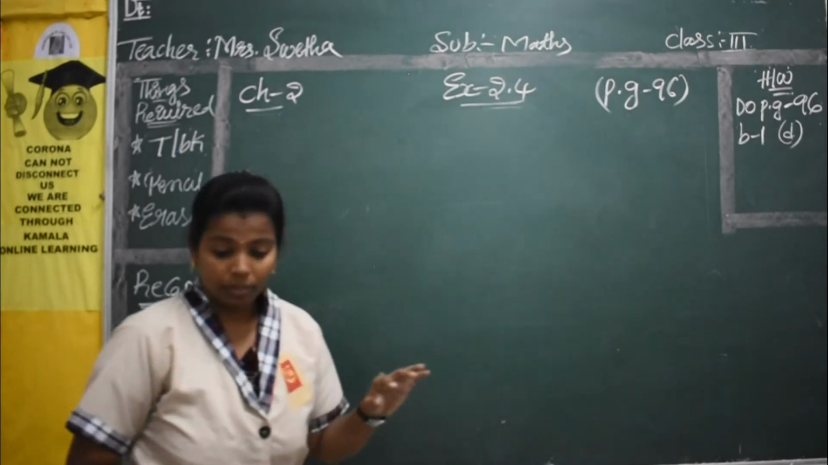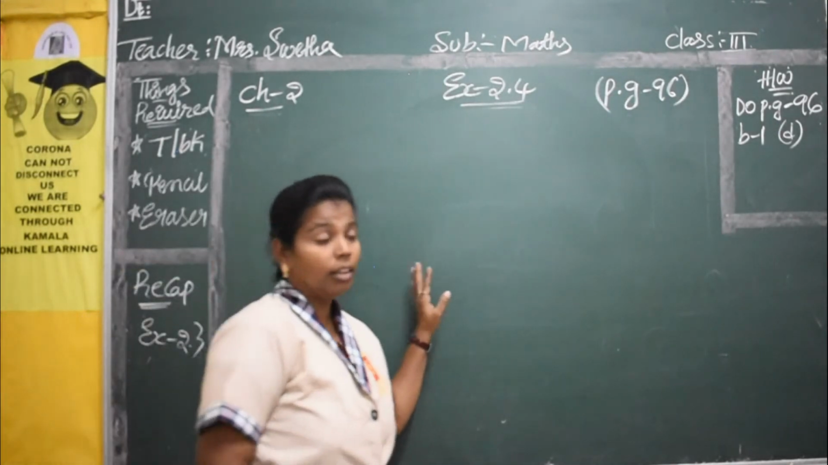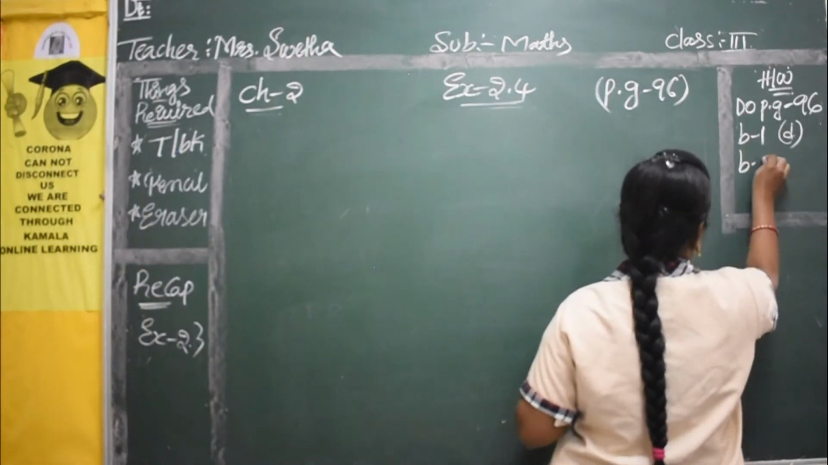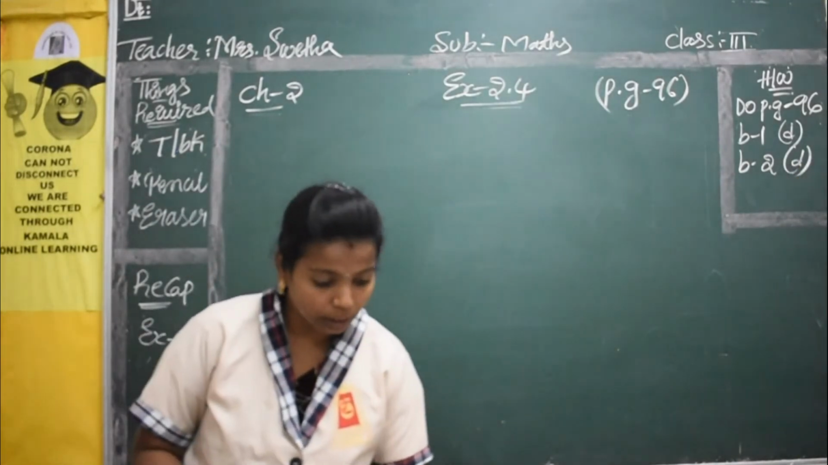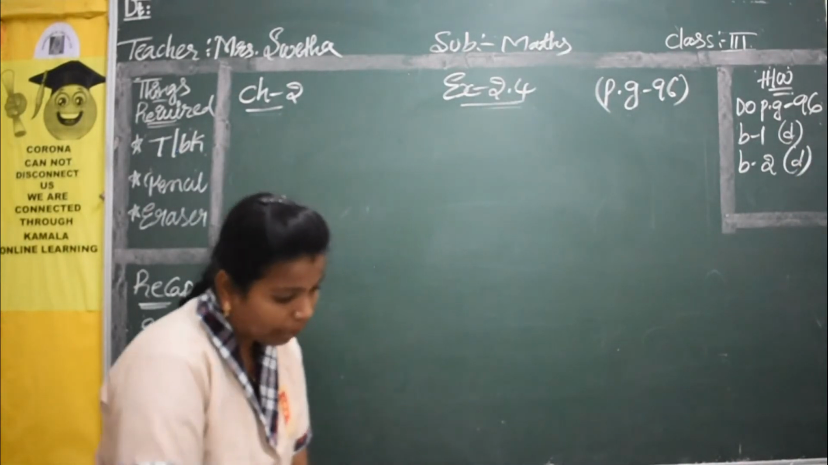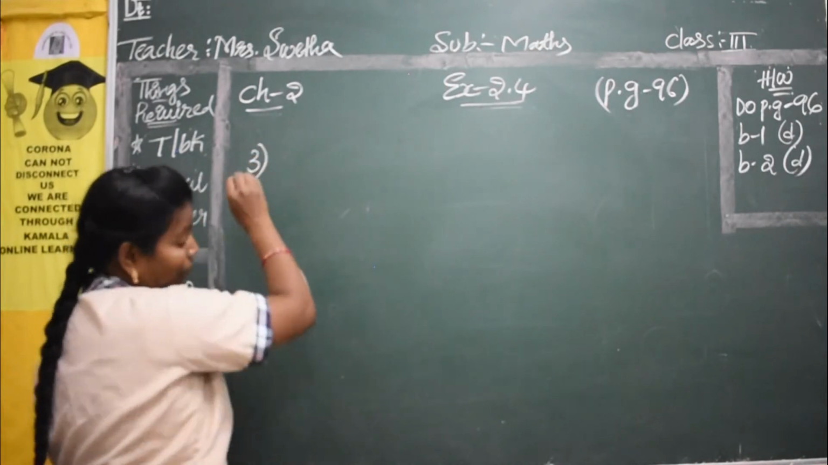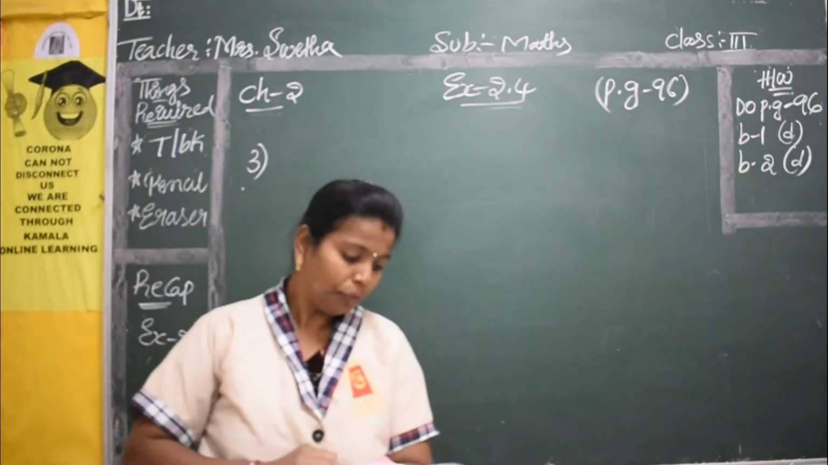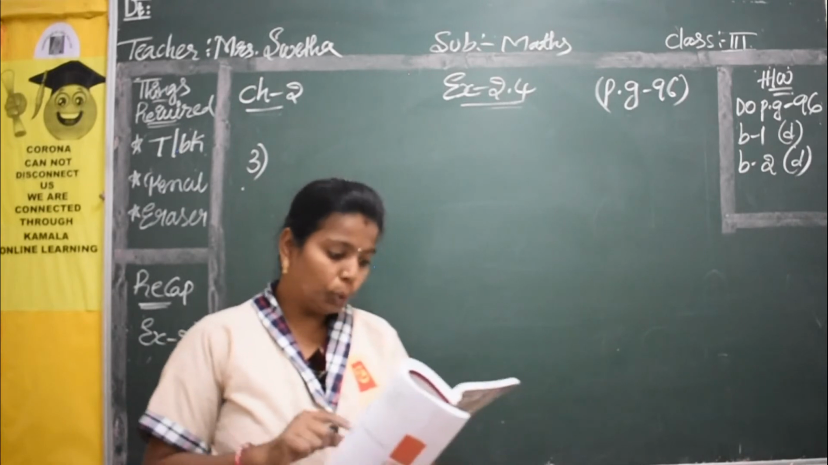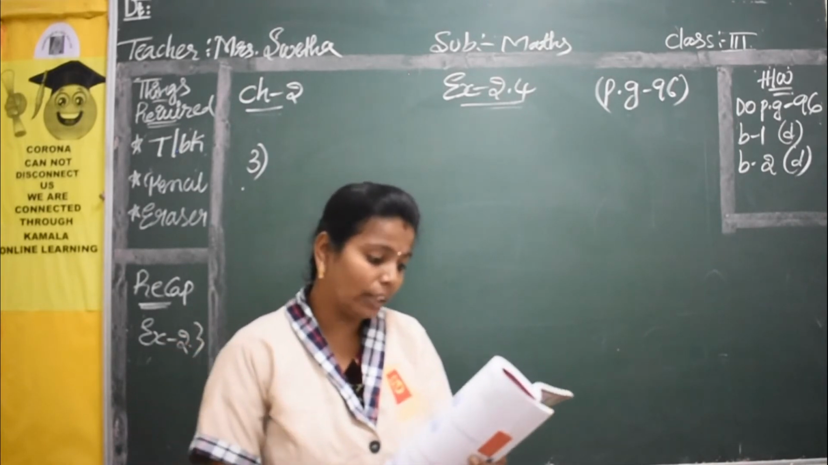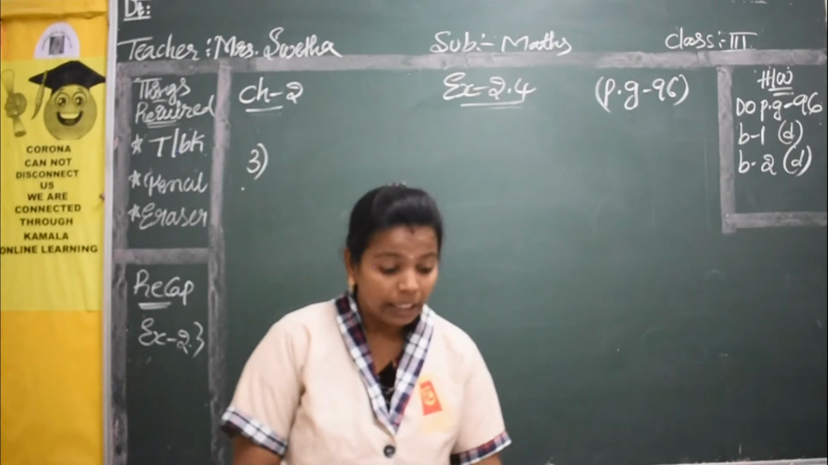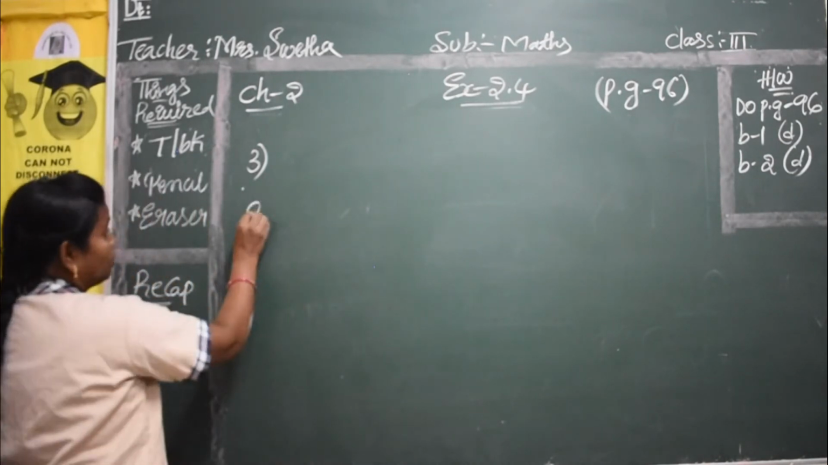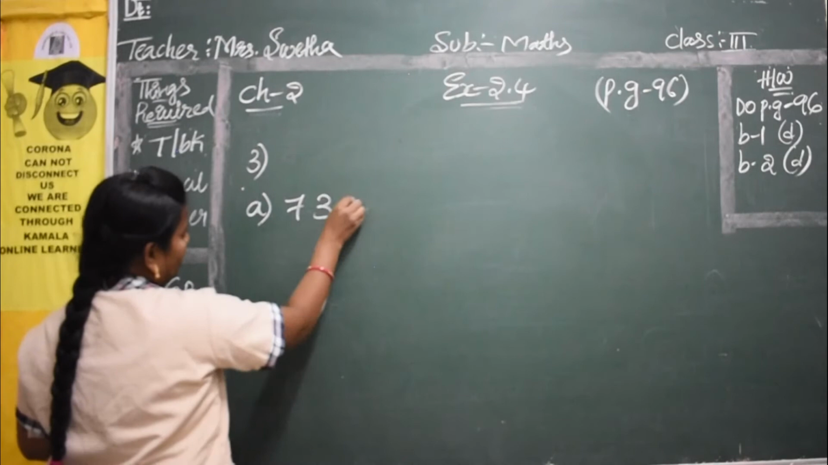So from this B bit also you have one homework given. Yes, and the third bit we will do. So in the third bit, what you have to do? Identify the set of digits using which the following pairs of greatest and smallest numbers are formed. Here they have given the greatest and smallest number already.